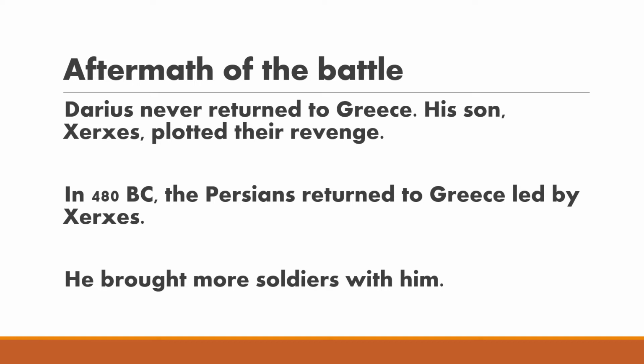As an aftermath of the Battle of Marathon, Darius never returned to Greece. His son, Xerxes, plotted the revenge. In 480 BC, the Persians returned to Greece, led by Xerxes, who was now the emperor of the Persian Empire. This time, he brought more soldiers with him.